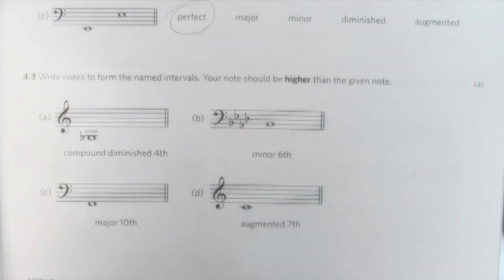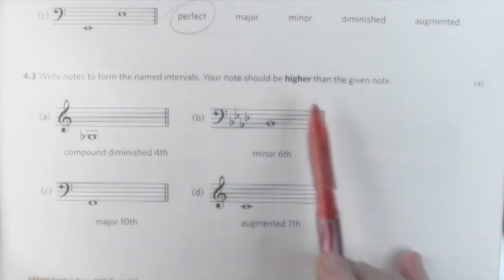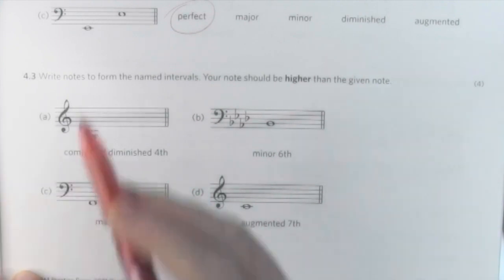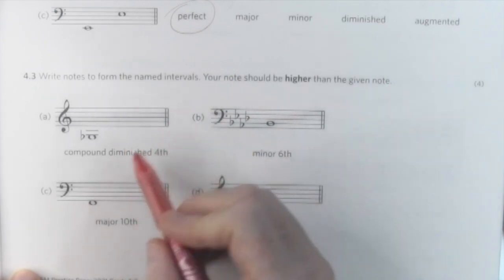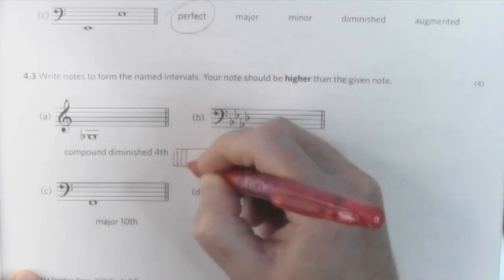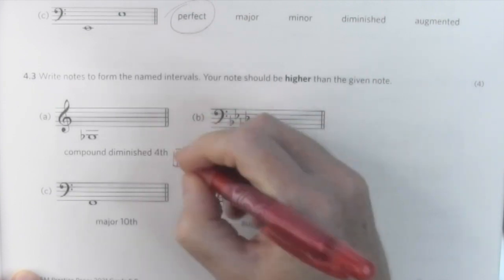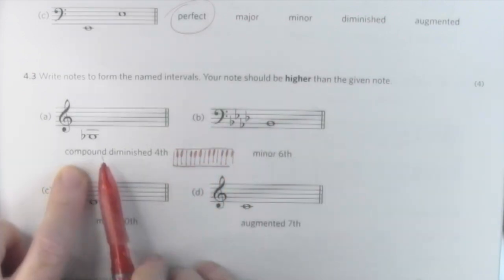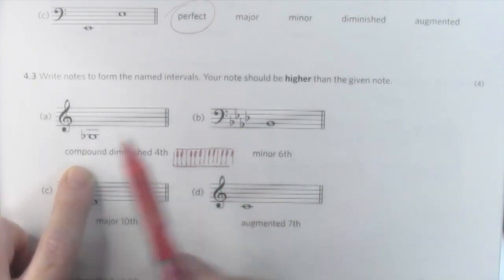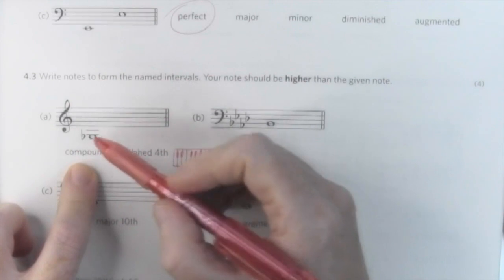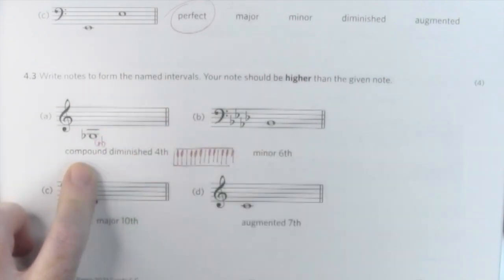Question 3. In this question, we need to write the notes to form the given interval, and the note should be higher than the given one. I assume online you will need to drag the note onto the virtual stave. We need to write, I'll do it here. Okay, we need to find a compound diminished fourth. So first let's ignore compound and let's just find diminished fourth. This is G flat, and we know this because we count Do, Si, La, Sol flat.